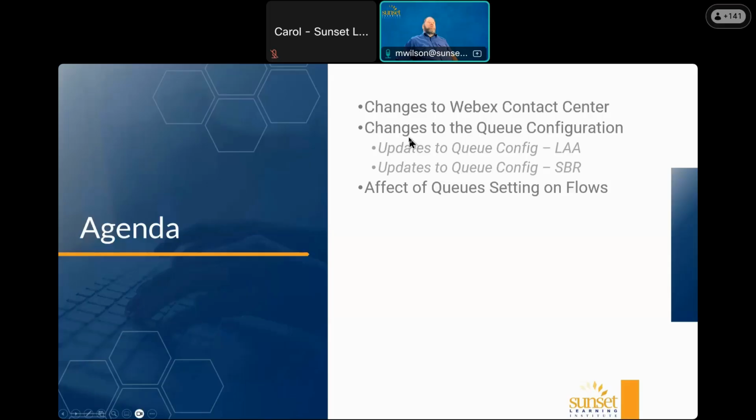Specifically, I wanted to focus on some of the changes to queue configuration. It used to be where we thought of queues as two types: longest available agent queues and skills-based routing queues. Now, as I got to looking at it, you can call it 4 different queue types. We'll talk about those different types, and then importantly, how those queue settings affect what we configure in flows.